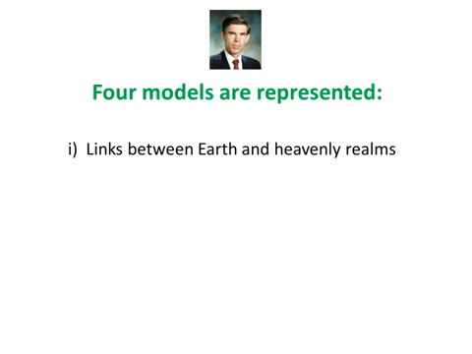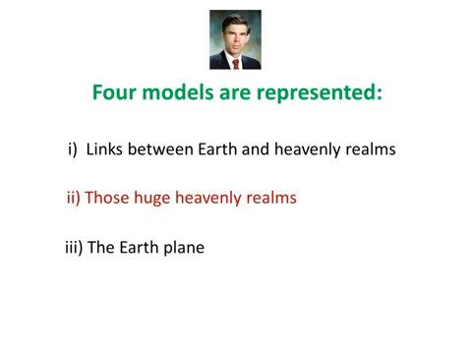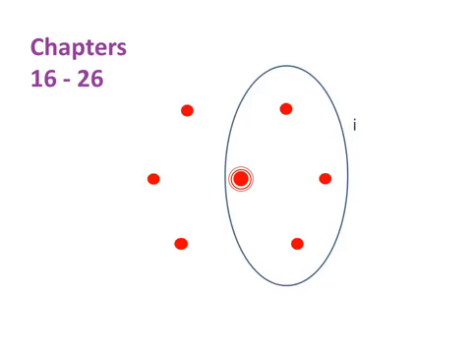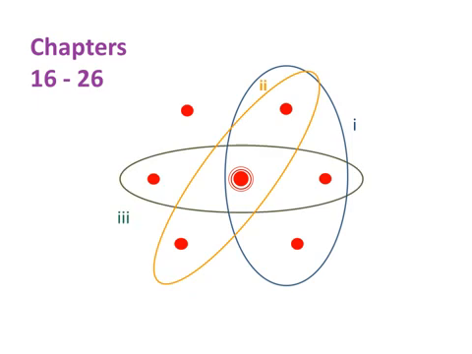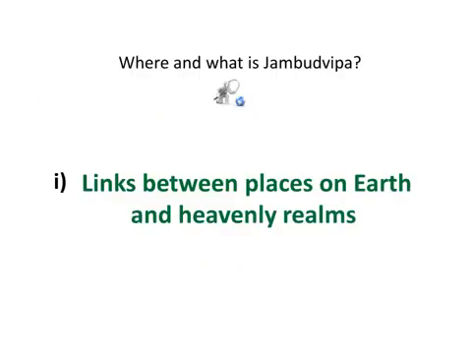They are links between the earth and the heavenly realms, those huge heavenly realms, the earth plane, and the centre pivot of our solar system. Now, within chapters 16 to 26, there are a number of various facts and figures represented here by red dots. Each red dot is relevant to 2 or 3 of the models. Now, there is some crossing over between those models, where some descriptions are relevant to more than one model. I suggest that it's showing connections between everyday sense perception and a multi-dimensional universe of the celestial beings.